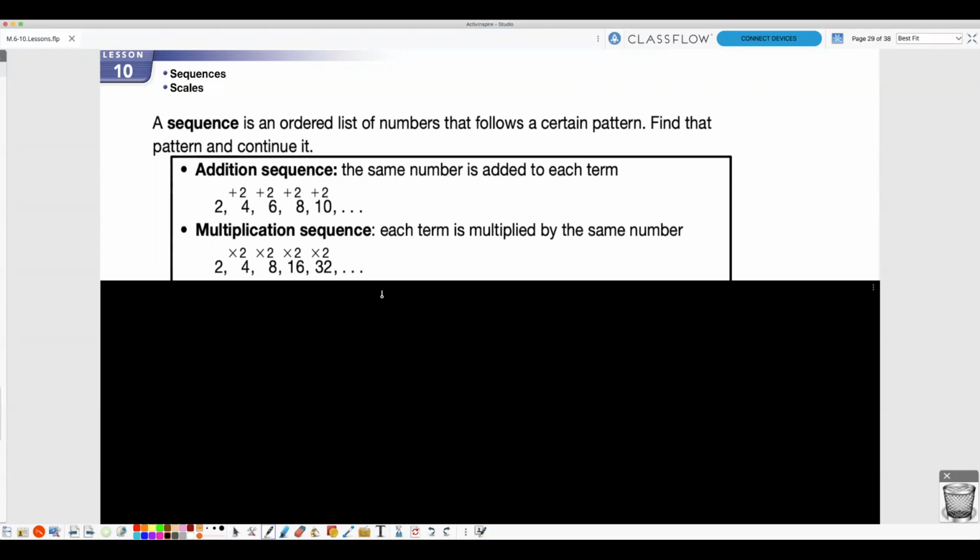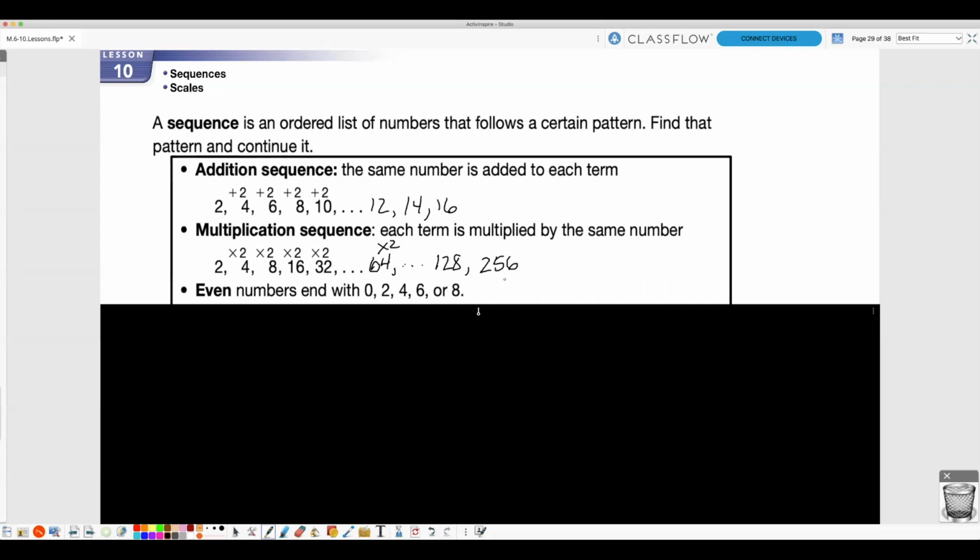4, 4 times 2 is 8, 8 times 2 is 16, 16 times 2 would be 32. And it goes on to infinity just like that, multiplying it by 2. This one you can see would go on to infinity, adding it by 2. So that's an addition sequence. This is a multiplication sequence. We'd just multiply by 2 again. You get 128. If you were to multiply by 2 again, you'd get 256. And you just keep going.